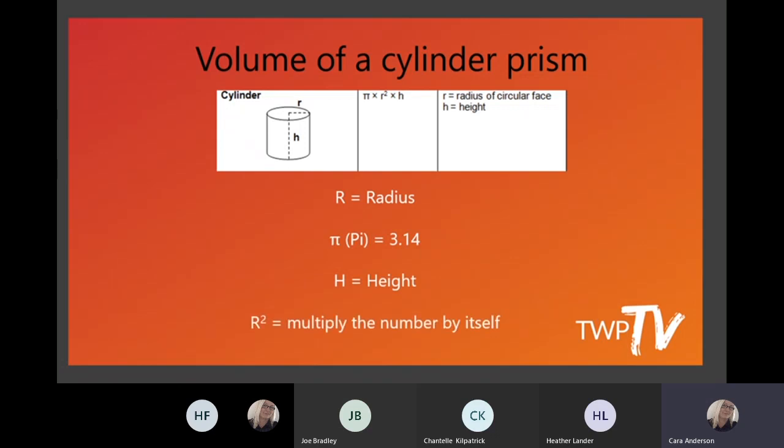Okay, so r squared, as we've just learned, doesn't mean times 2, it means times that number by itself. So whatever r is, you times it, you do it twice. You don't times it by 2. Okay, so you should never see 2 in your calculation unless r is 2. Then it would be 2 times 2. But if it's not 2, 2 should not be in your calculation.